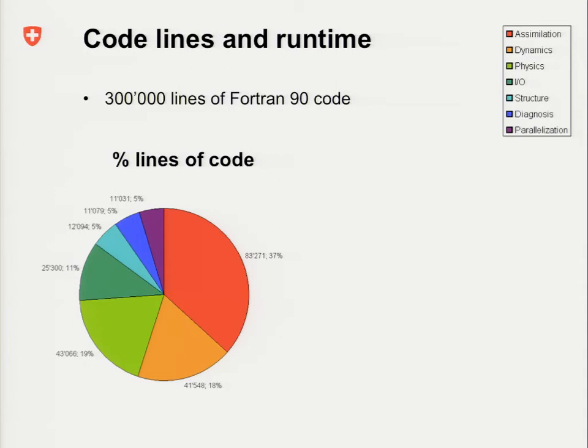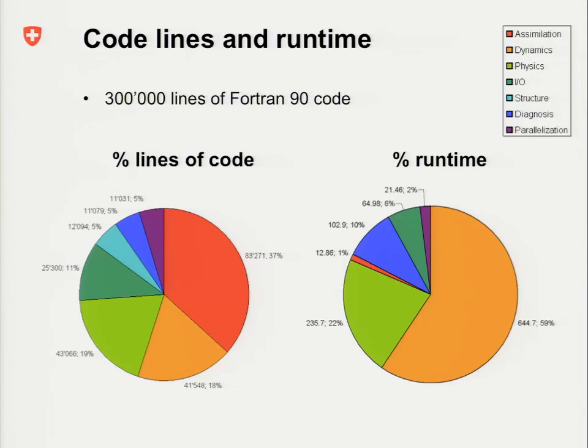So the dynamics here is roughly 20%, and all the physics is 19%. Now, if you do the same chart, but look at it in terms of percent runtime, you see quite a different image. The dynamics, so the integration of the Euler equation, makes up roughly 60% of the total runtime. And the physics, so processes like radiative transfer in the atmosphere or condensation, evaporation of water, makes up 22%, and this huge code here is only 1%.